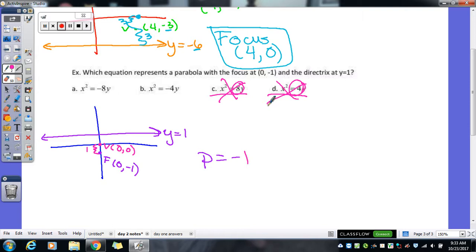Which one do you think it's going to be? B. Very good, because the p is -1, and remember that's 4 times your p. So it's going to be choice B. A represents a p-value that would have been -2 because it was a -8 out there.